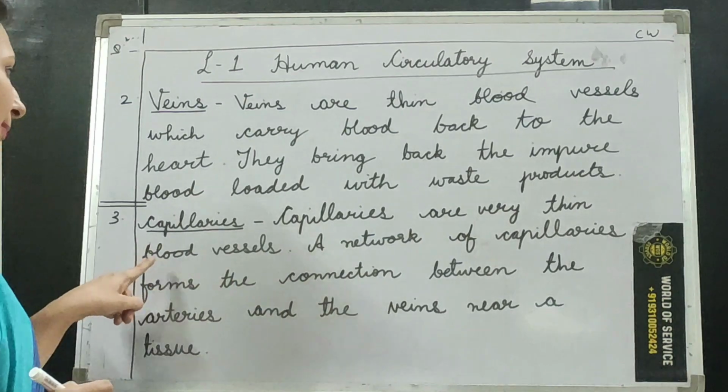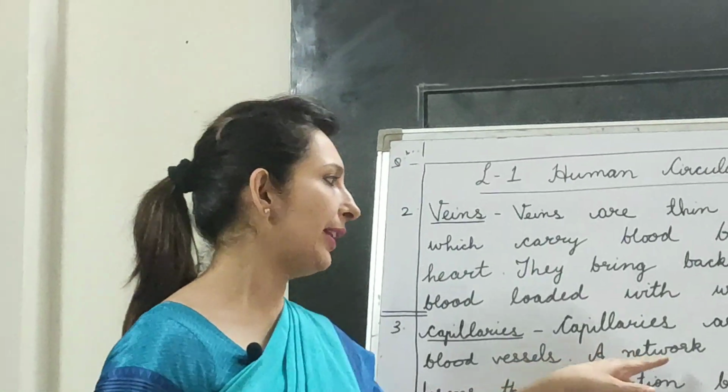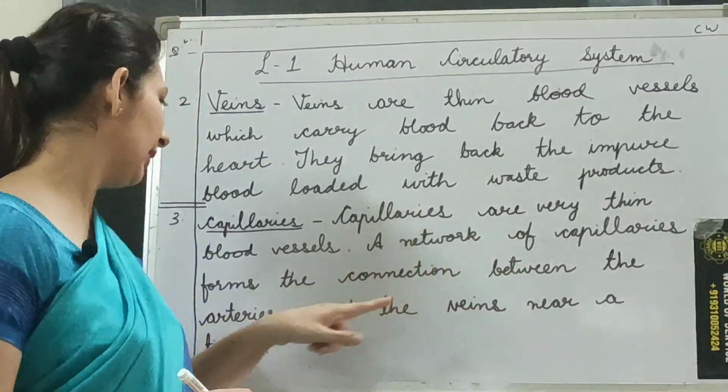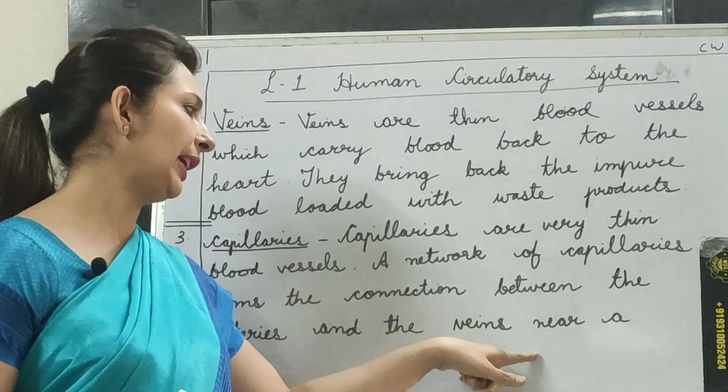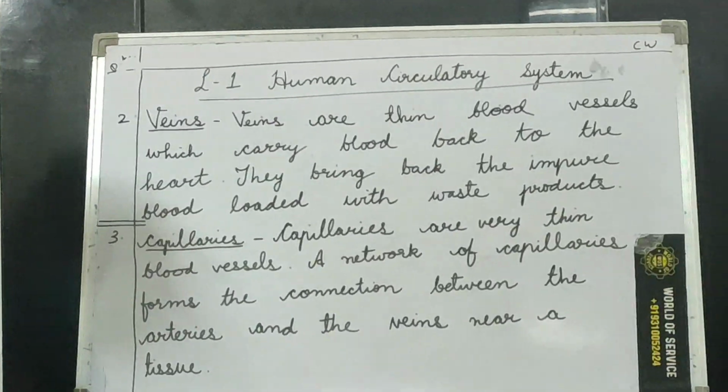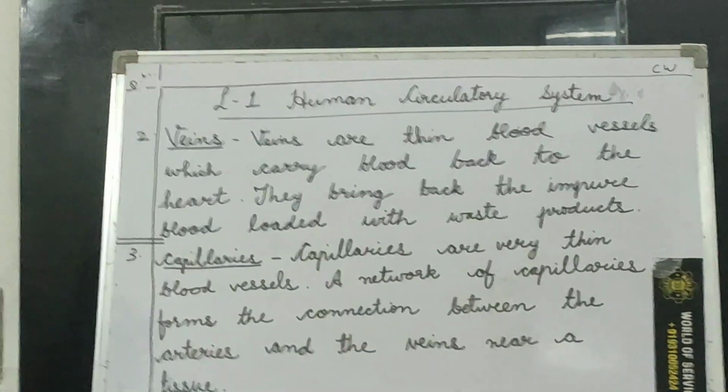Capillaries are very thin blood vessels. A network of capillaries forms the connection between the arteries and the veins near a tissue. Okay children, those who have not noted down, please note it down.